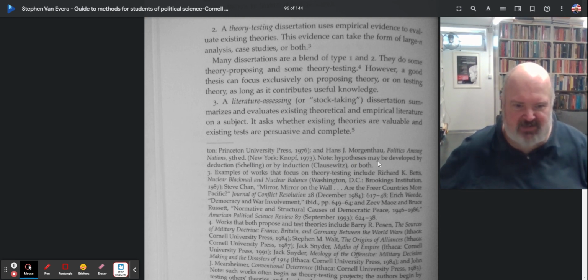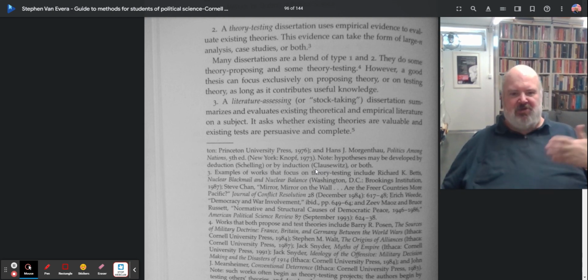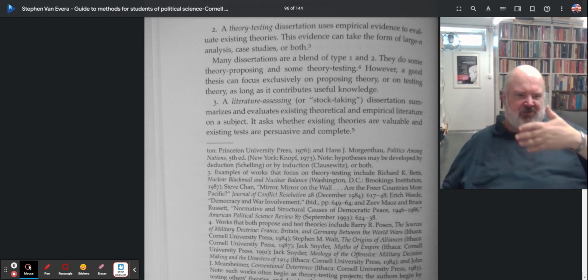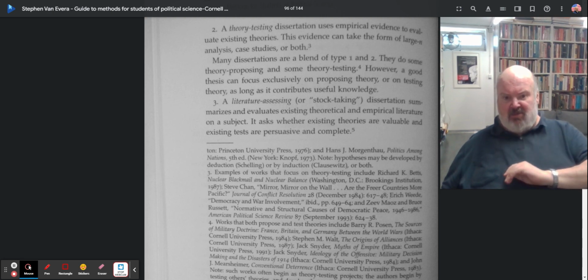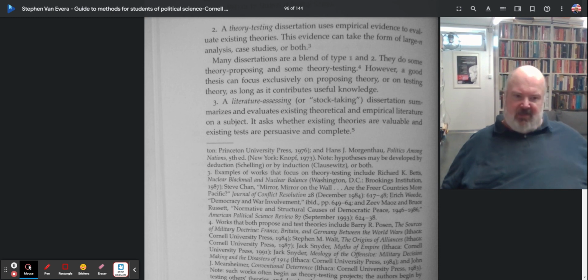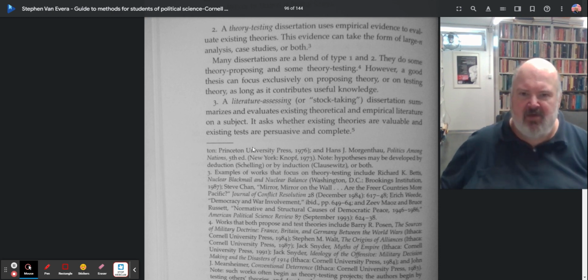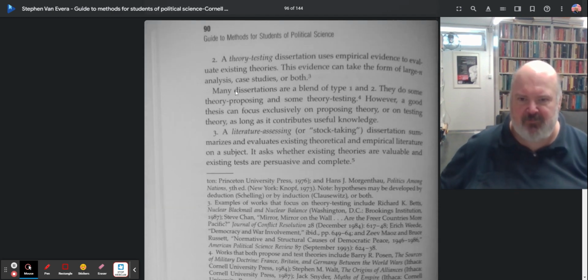Note, hypotheses may be developed by deduction, Schelling, or by induction, Clausewitz. So again, this is two ways you can do it. Clausewitz does it inductively, Schelling does it deductively. Schelling is basically rational choice. He's applying rational choice, a great deal of rationality, and also very much driven by economic thinking, using economic thinking to give an argument. Now let's turn to the next one.